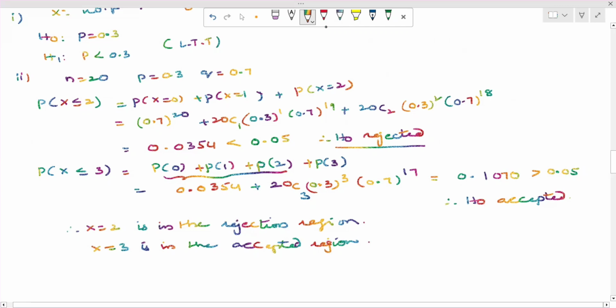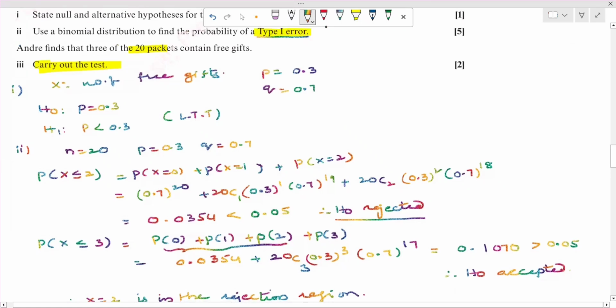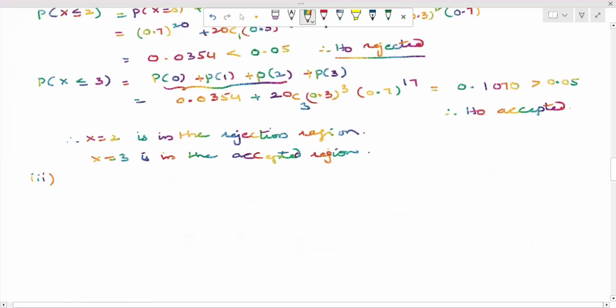Now, what is the third part over here? Once again, I read the question. Andrew finds that three of the packets contain a free gift. So carry out the test. We have to find P of X less than or equal to 3. That's it. Already we have found that it is 0.107. So therefore, at 0.05, H0 is accepted.